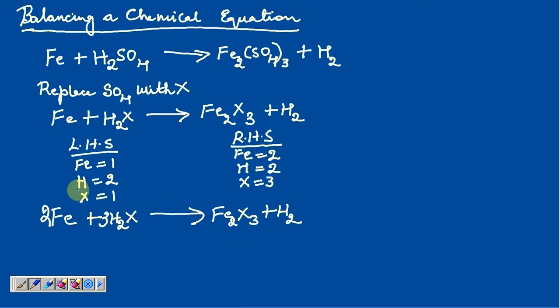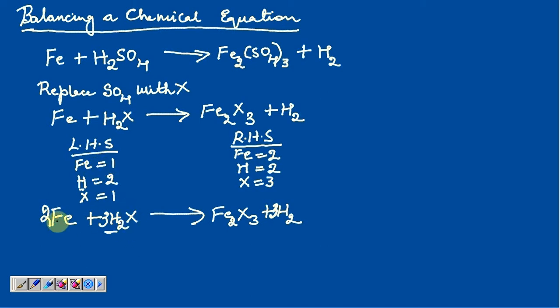Now last, let us look at hydrogen. Initially it was 2, but now it has become 3 into 2, which is 6 on the left hand side. On the right hand side it is still 2. Since it has changed here to 6, let us multiply hydrogen by 3 on the right hand side. So 3 into 2 is 6 here, and again 3 into 2 is 6 there. So here all the elements are balanced.